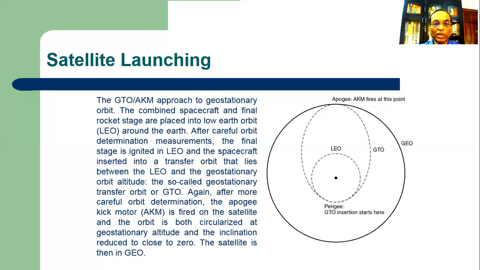Again, after more careful orbit determination, the apogee kick motor, that is the AKM, is fired on the satellite, and the orbit is circularized at geostationary altitude and the inclination reduced to close to 0.